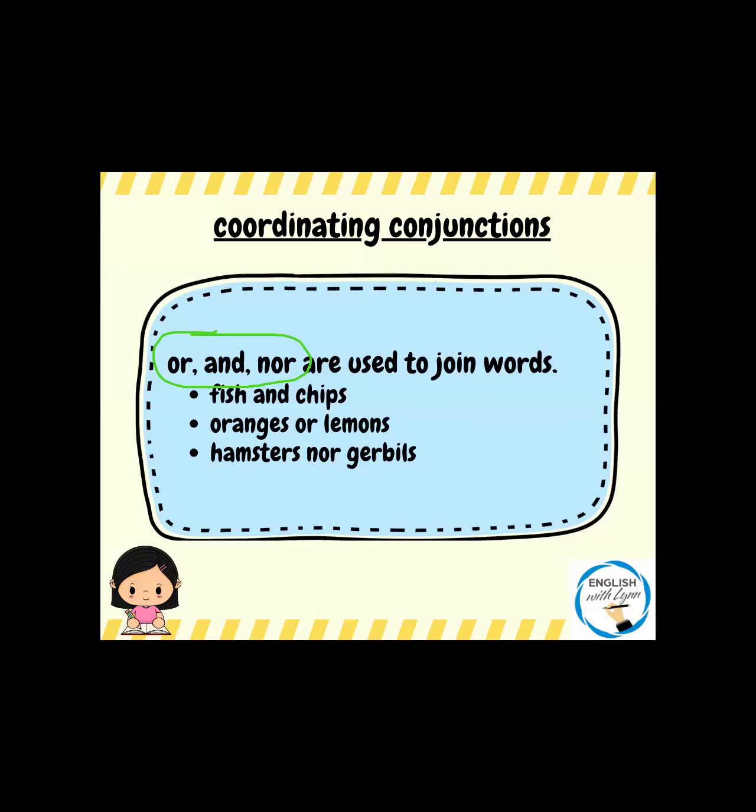Now, the next one, or, is when I'm giving someone a choice. Would you like coffee or tea? Would you like a biscuit or cake? You're giving them the option. The last one, nor, is a negative one. So you might say, I don't like hamsters nor gerbils. You are given 2 things that are negative. So I don't like fish nor chips. I don't like either of them. Okay, so that is joining the words together.